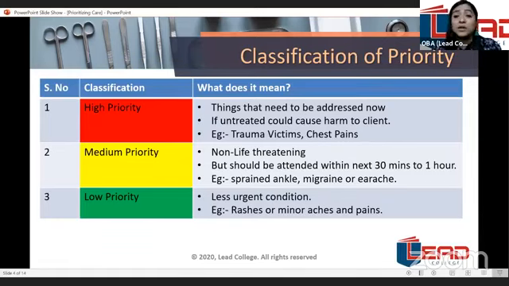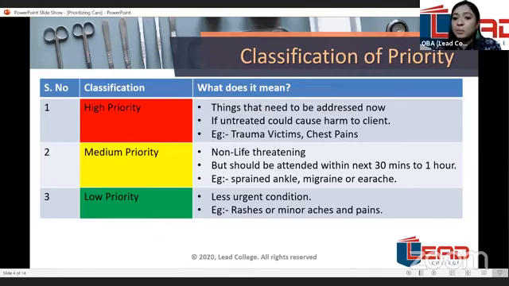Now, coming to the medium priority ones. Medium priority conditions are non-life threatening. However, it doesn't mean that you can ignore them. You certainly cannot, and you should attend to them within the next 30 minutes to 1 hour. Examples I've put in are migraine, sprained ankle and earache patients. These patients can wait, but they need to be attended to within around 30 minutes, because there can be impending complications or issues with them as well.